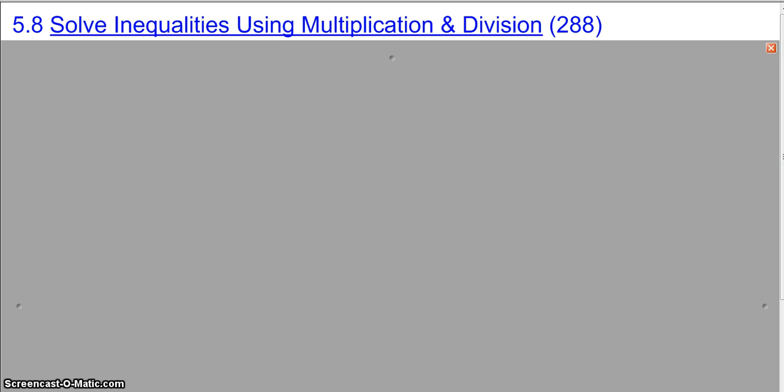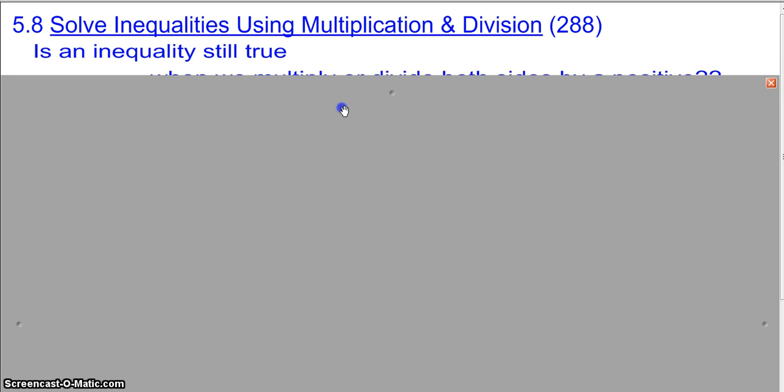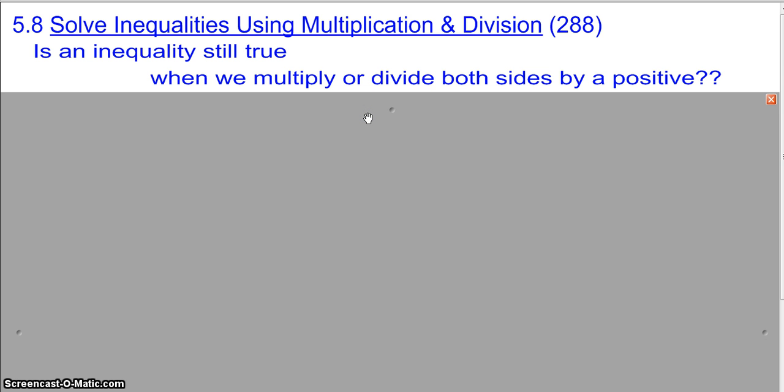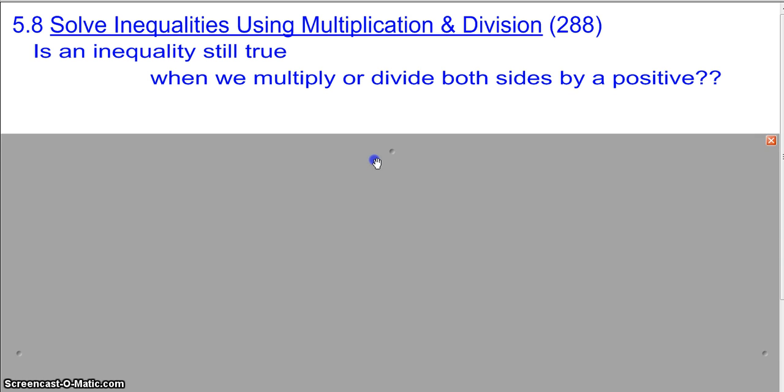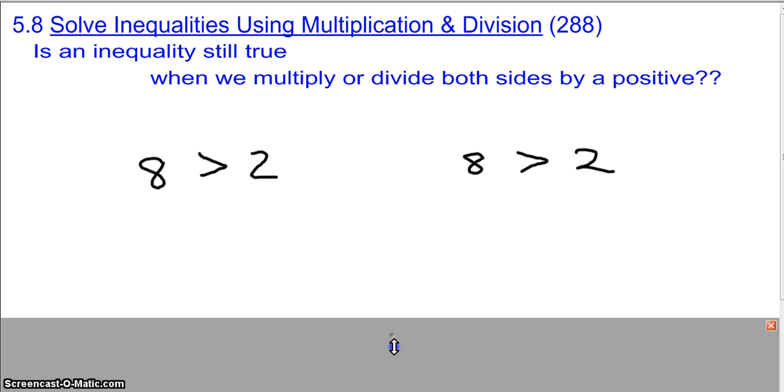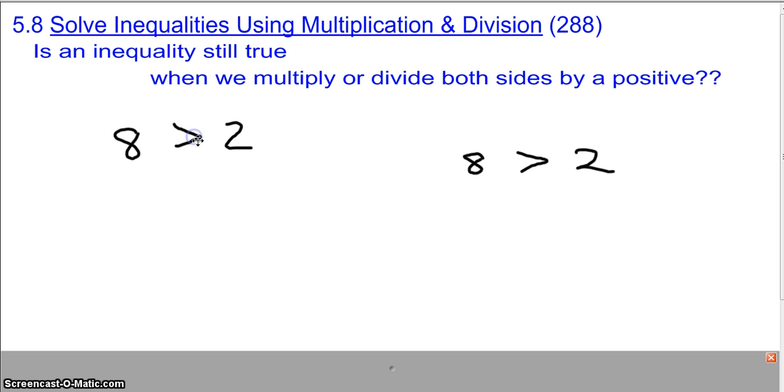Okay, so we're going to perform a couple of experiments on some inequalities so that you can discover something. We're going to see what happens, and see if an inequality is still a true statement when we multiply or divide both sides by a positive. So we're going to try this little basic inequality with multiplication and division.